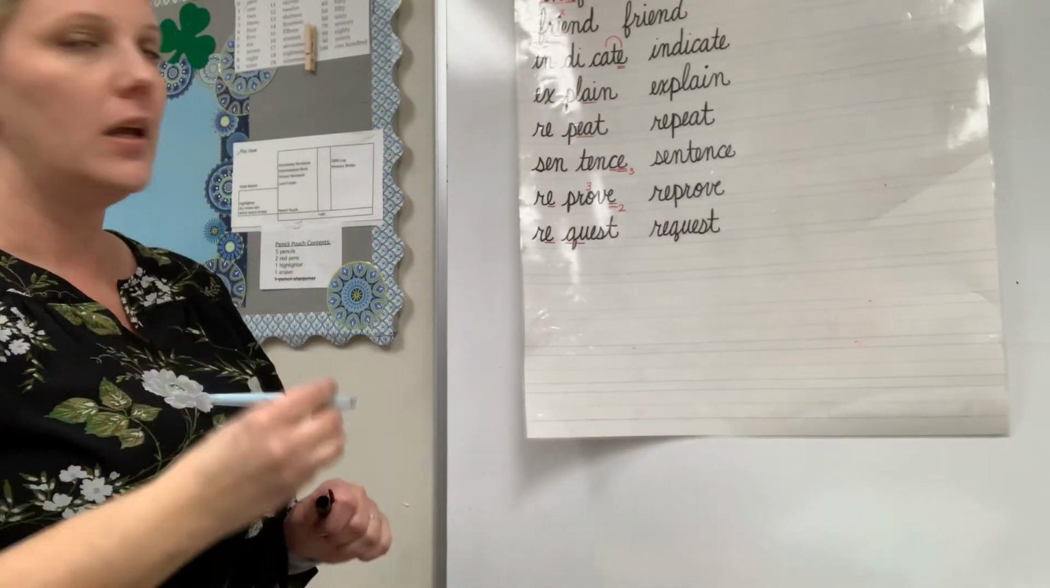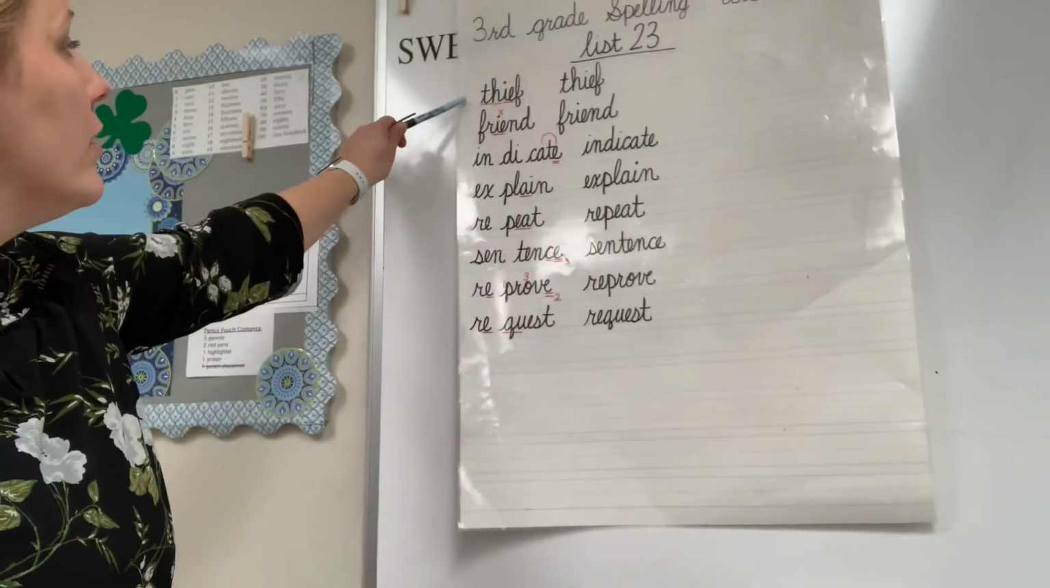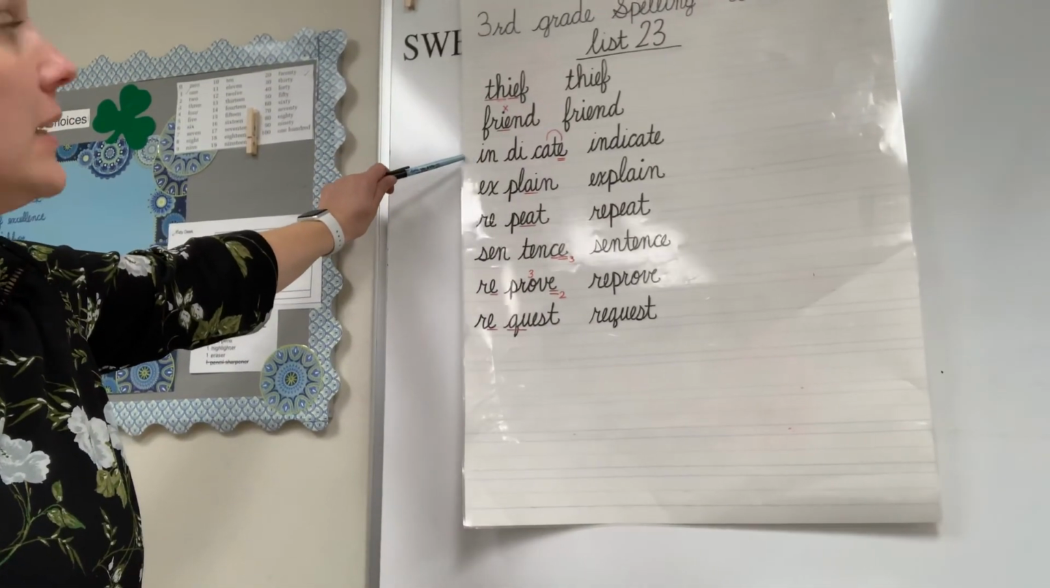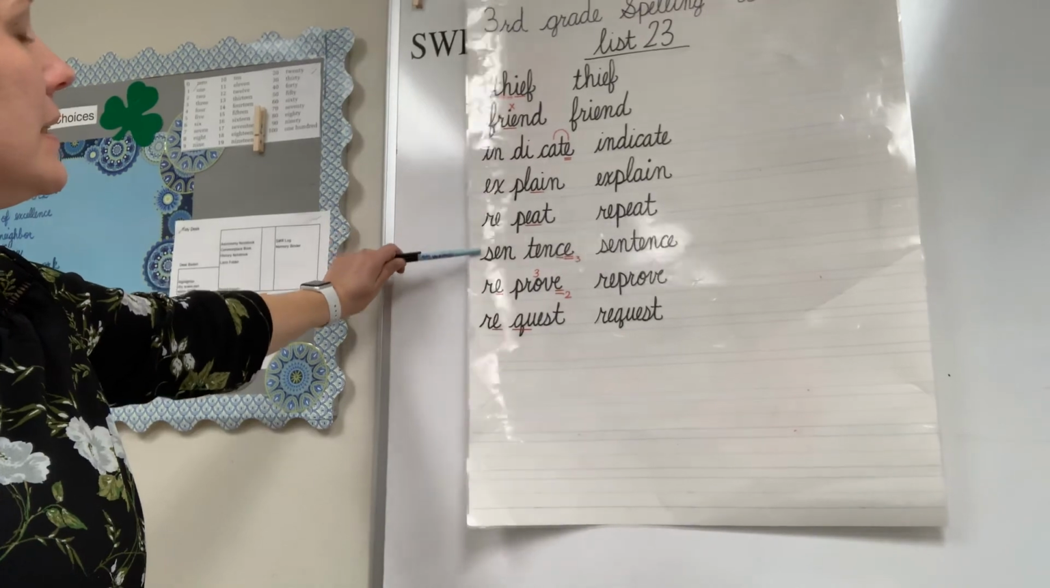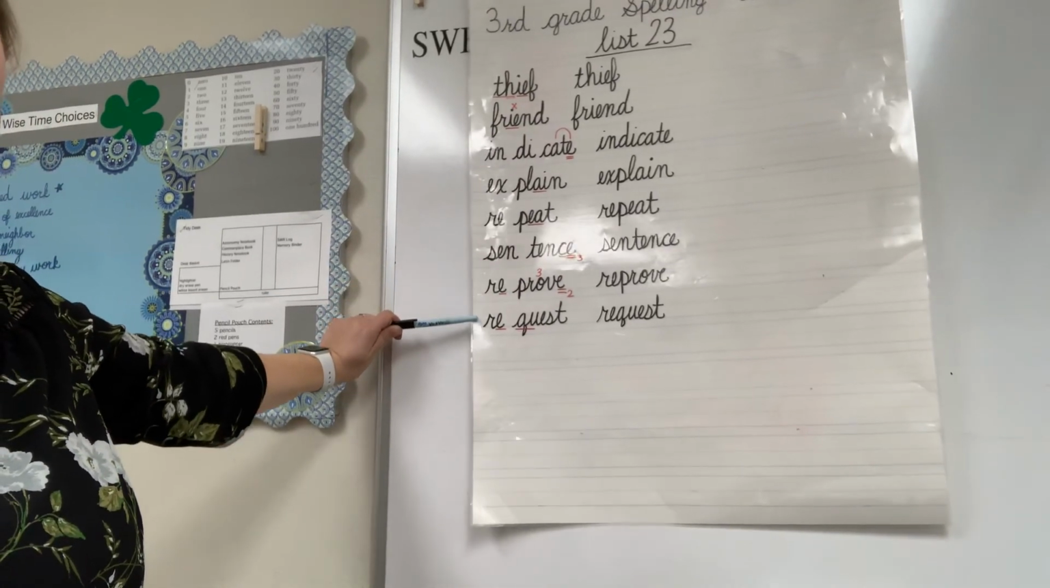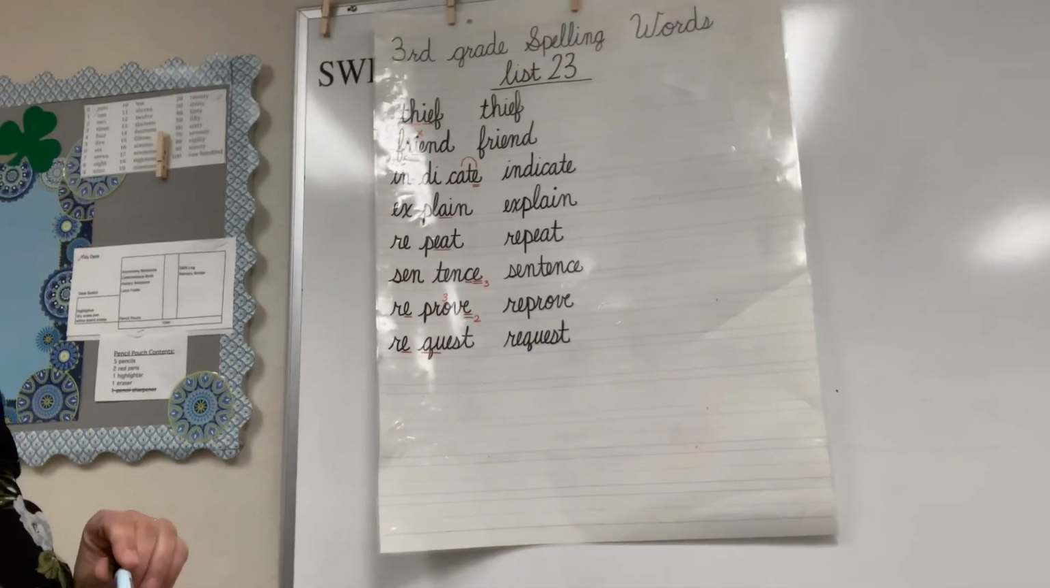Okay. Let's look back over our words again. We have thief, friend, indicate, explain, repeat, sentence, reprove, and request. Nice job. I'll see you next time for the rest of our spelling list.